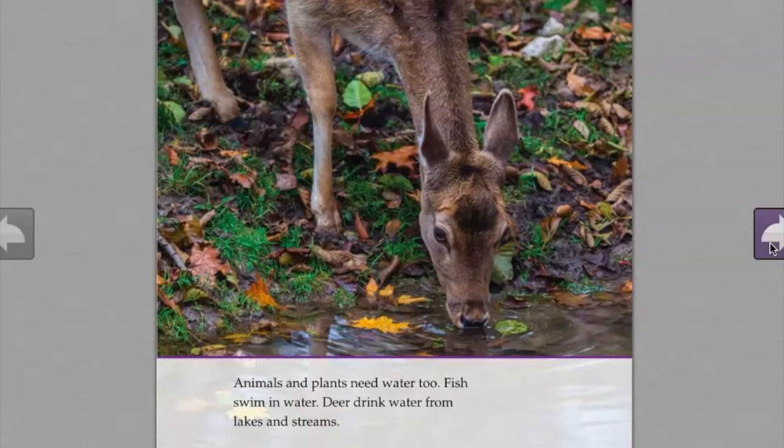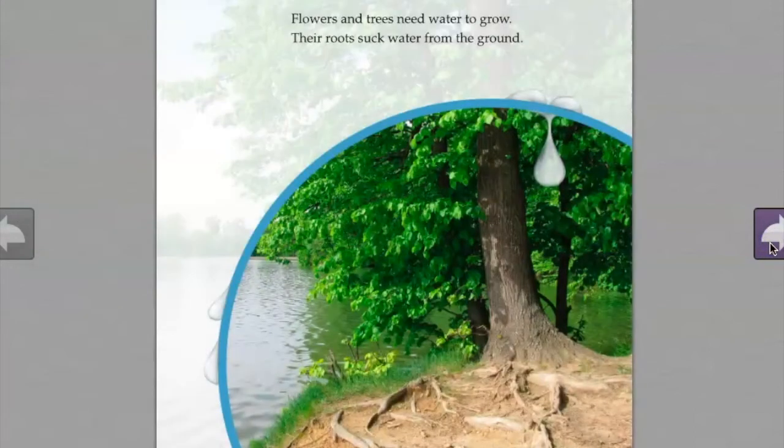How do you use water at home? Think about it for a minute. Can you name 3 ways you use water at home? Flowers and trees need water to grow. Their roots suck water from the ground.